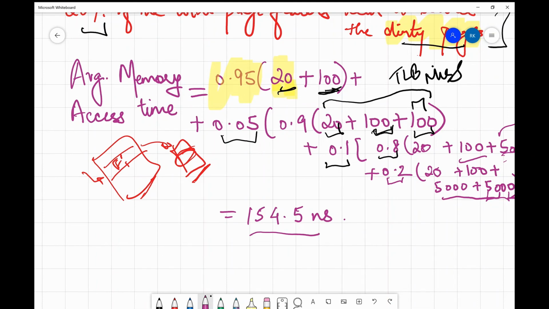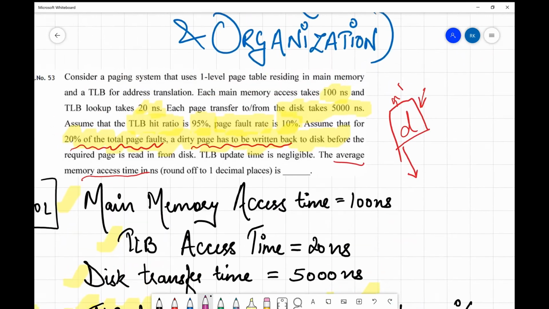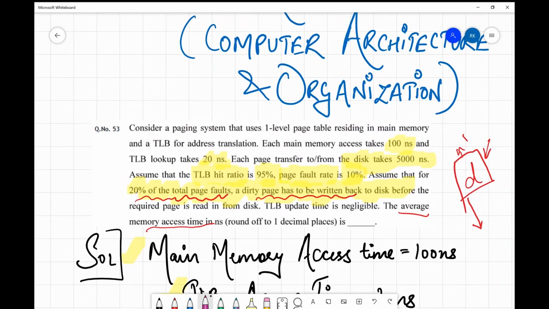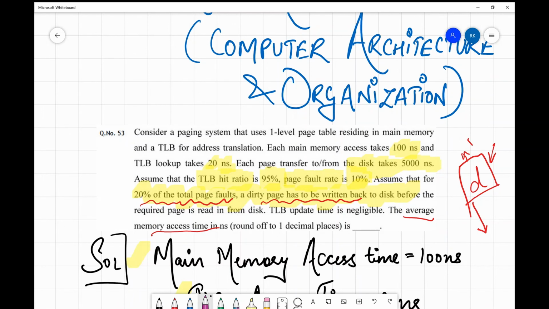So this was a comprehensive numerical, encompassing the entire set of possibilities which could happen with the TLB, and therefore it is a very important numerical from the perspective of a TLB numerical.